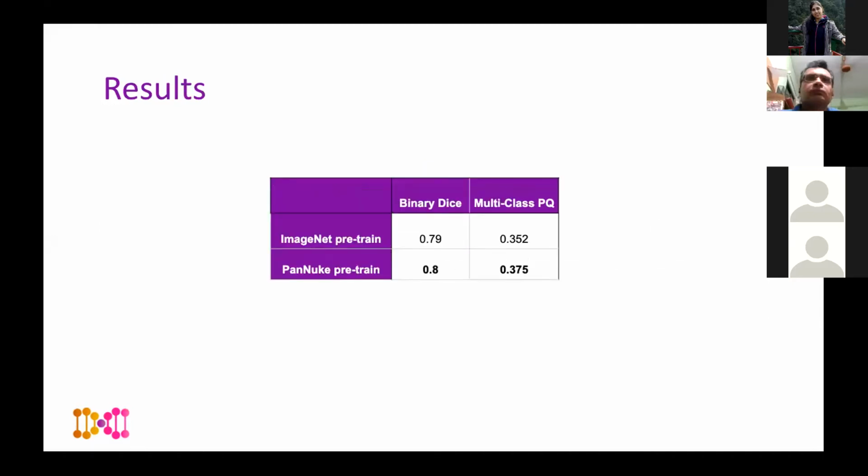And then we show here some results of using pan training. We can see, especially for the multi-class case, we can increase the performance slightly by using this strategy.